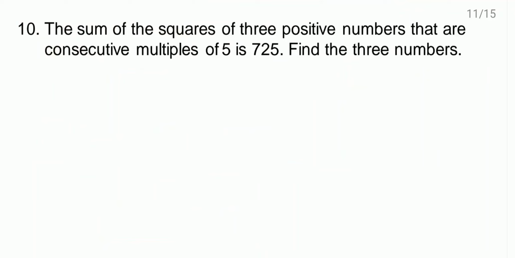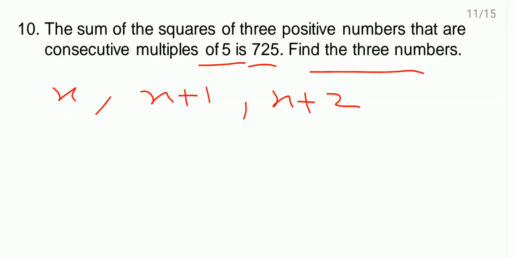The sum of the squares of three positive numbers that are consecutive multiples of 5 is 725. Find the three numbers. So the consecutive multiples are x, then x plus 1, then x plus 2. But they are saying consecutive multiples of 5. So I need to multiply it by 5. This is here 5. Here also 5. So these are the consecutive multiples of 5.